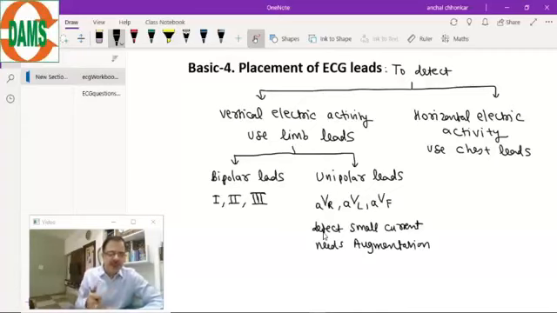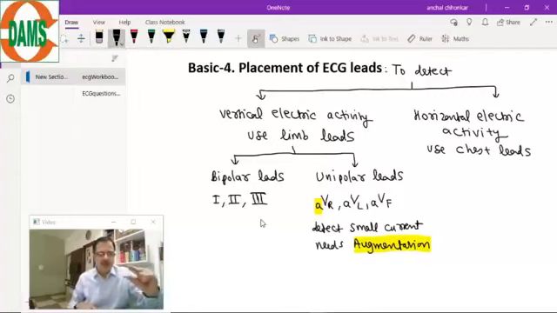Now this question has come in your all India exams: what does the A stand for in the unipolar limb leads? A stands for augmentation, because they detect very small current, they are far off from the heart, so the machine augments that voltage automatically. So these are the three leads of the unipolar limb system.